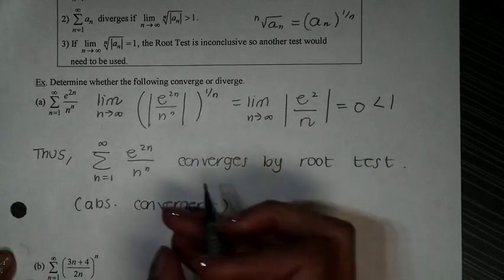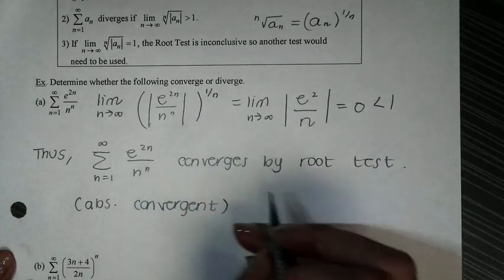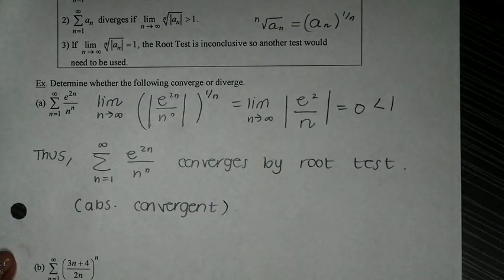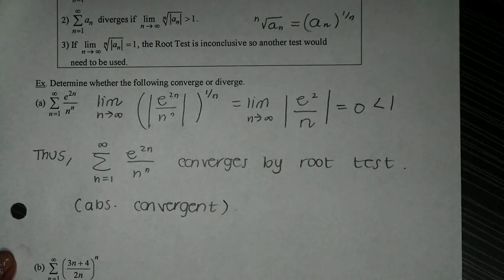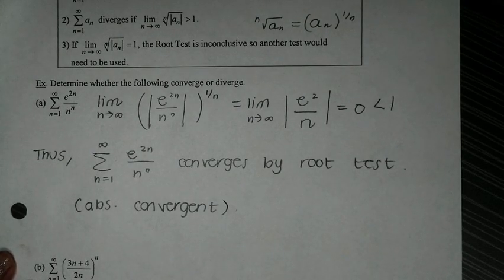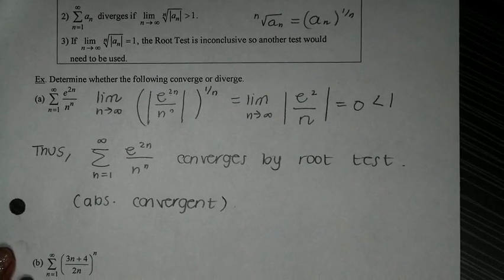So this is an FYI. If you apply either the root test or the ratio test, since you are applying the absolute value, you also know that your original series is going to be absolutely convergent. Isn't that nice? So let's see the next example that we have over here.